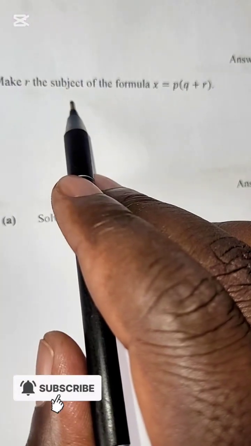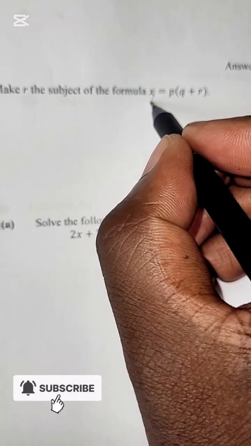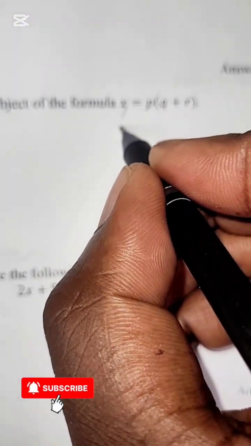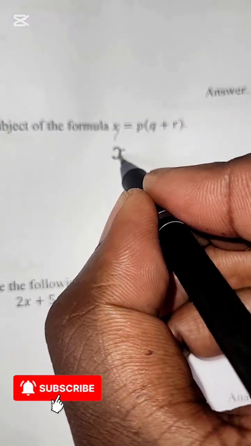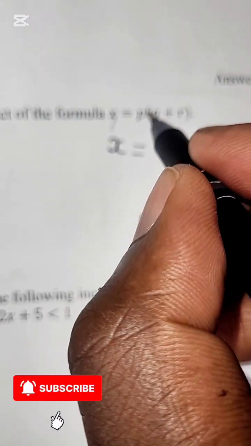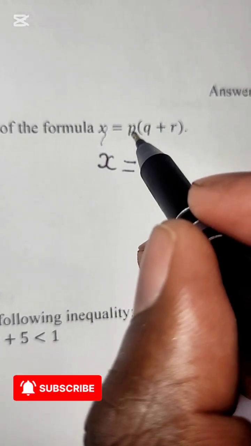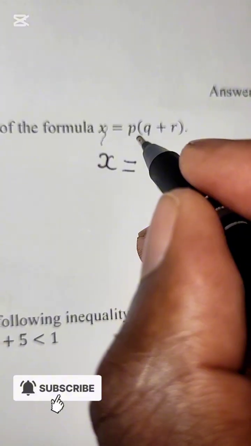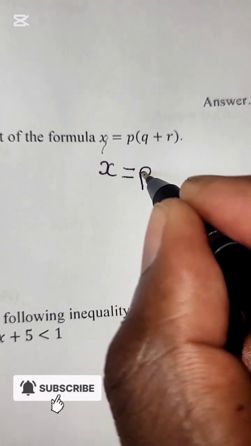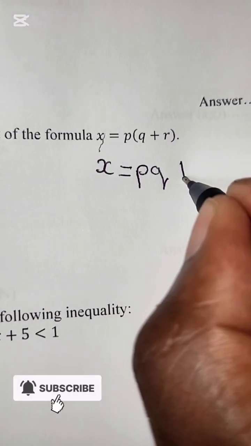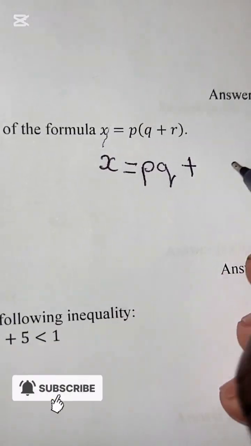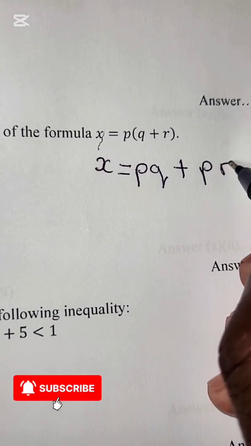Okay, make r the subject of the formula. So we want to make r the subject of the formula. We say x is equal to, we remove brackets by multiplication, so p times q, you get pq, plus p times r, you get pr.